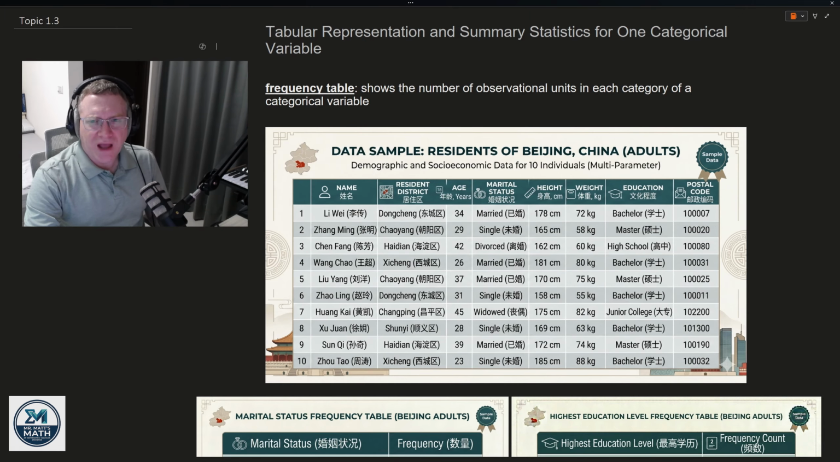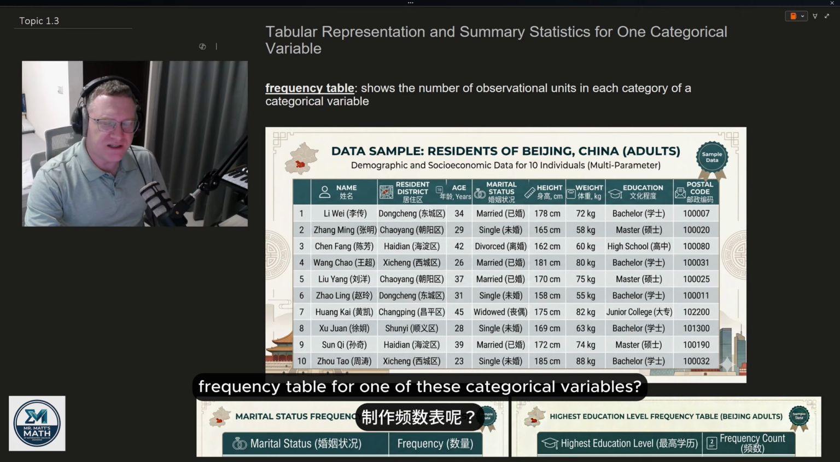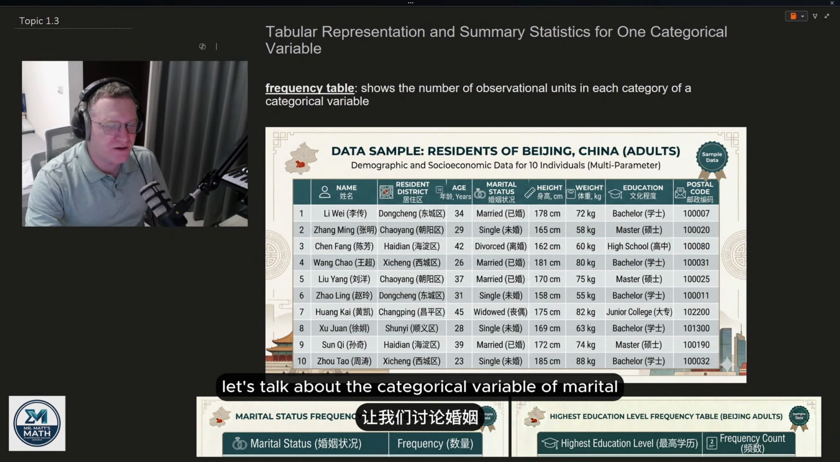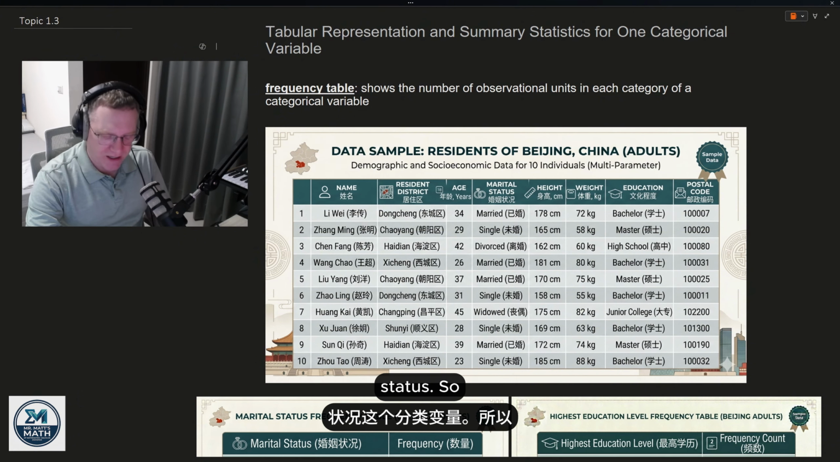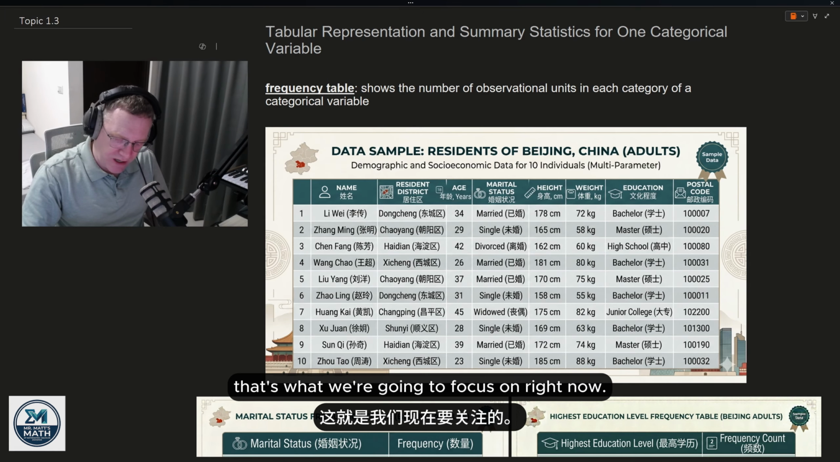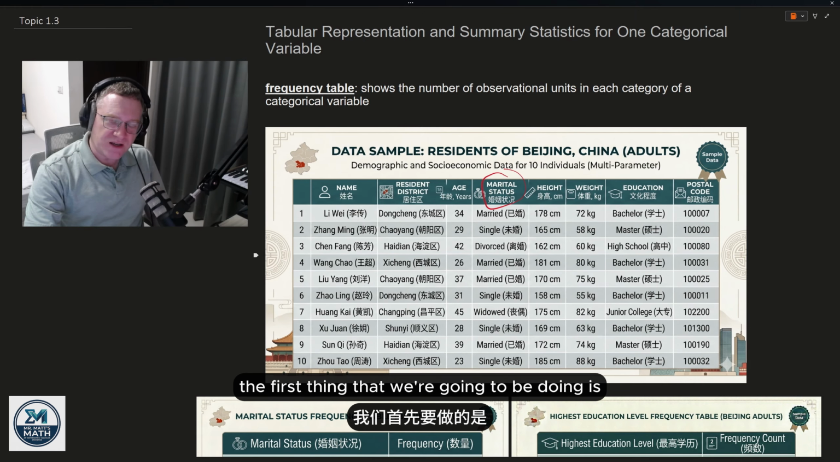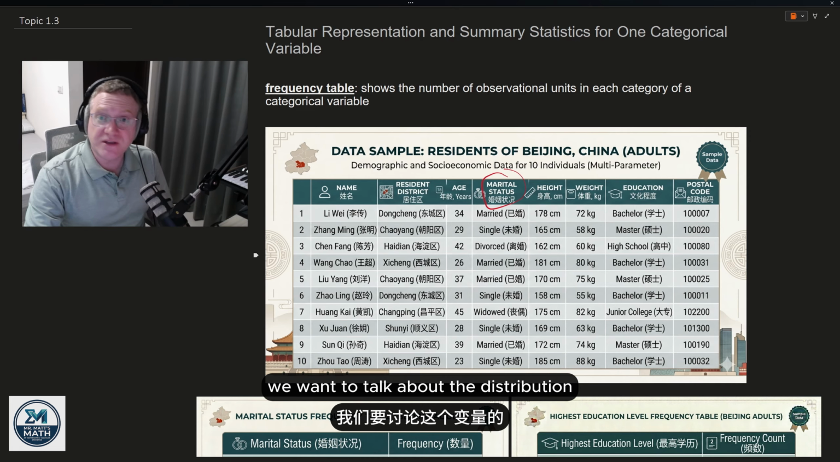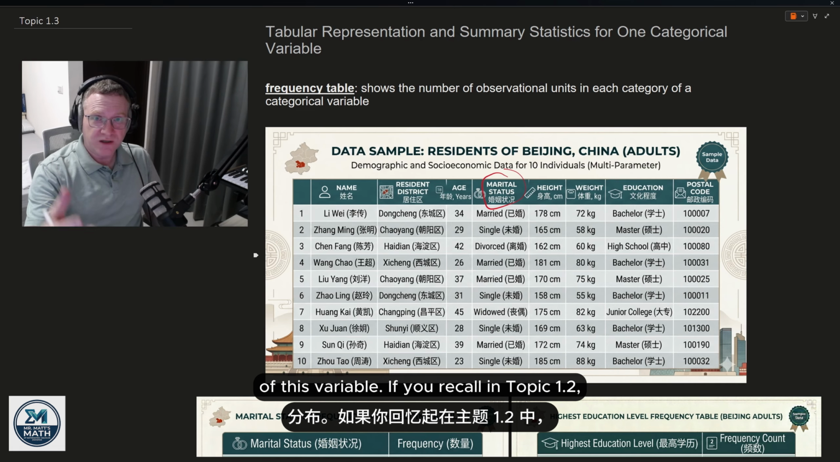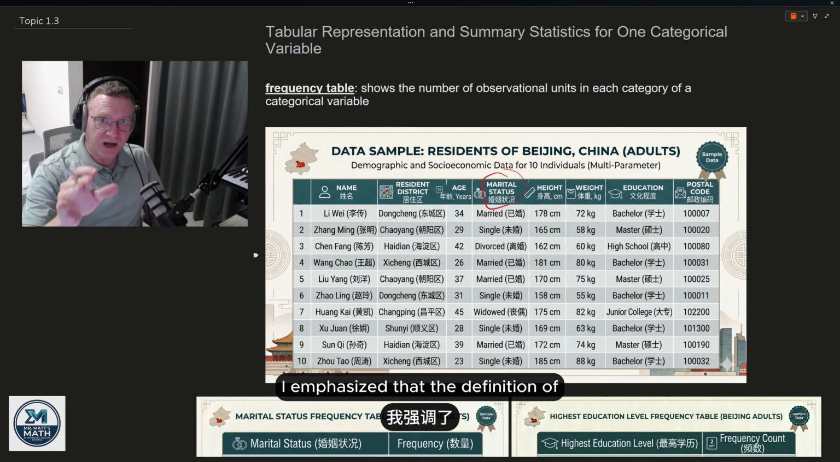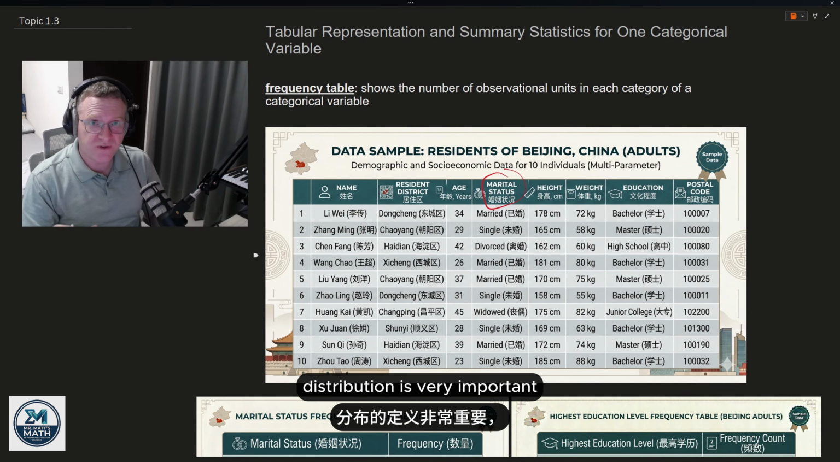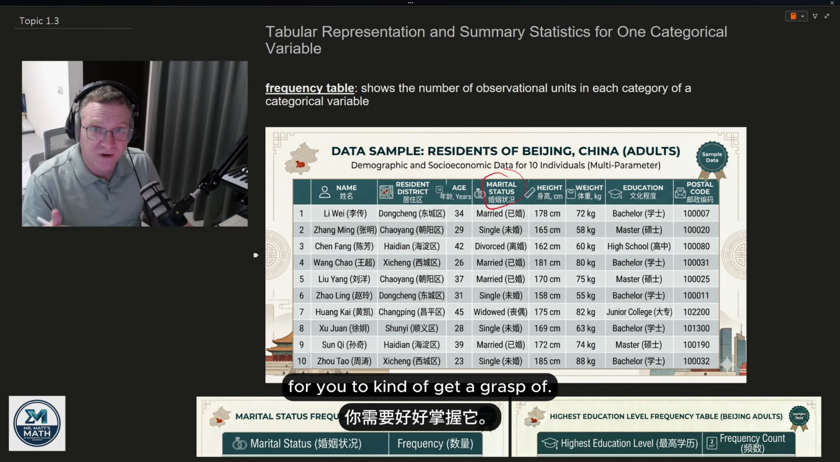So how would we make a frequency table for one of these categorical variables? Well, let's talk about the categorical variable of marital status. That's what we're going to focus on right now. And remember, the first thing that we're going to be doing is we want to talk about the distribution of this variable. If you recall, in topic 1.2, I emphasized that the definition of distribution is very important for you to get a grasp of.